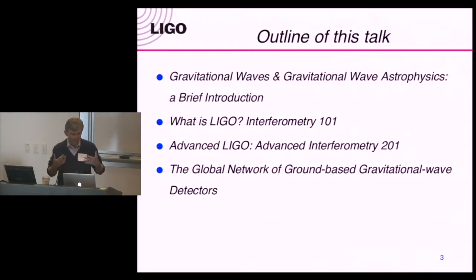So we have a global network of detectors. And in fact, you'll soon be able to access data from a detector in Italy called Virgo. So I'll give you a sense of where we're going with that.